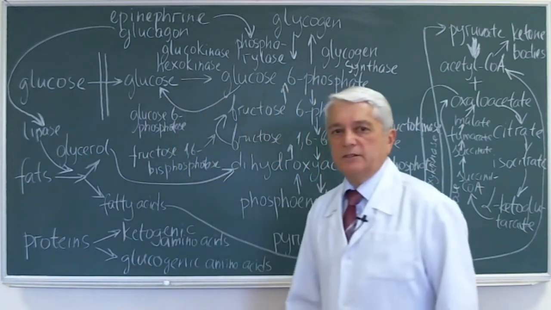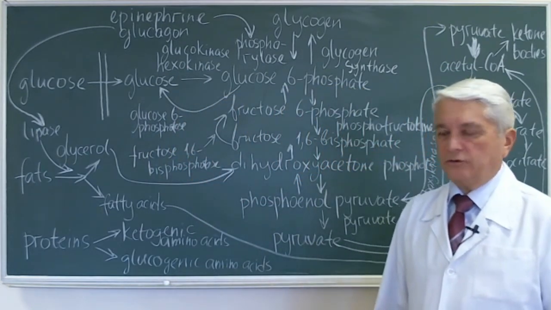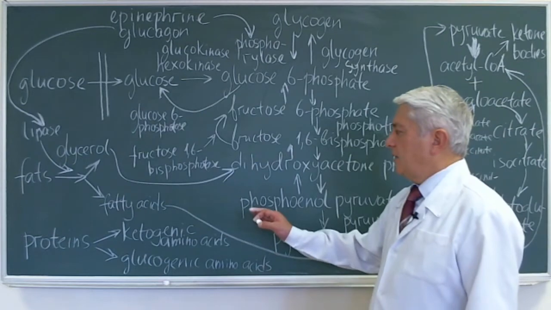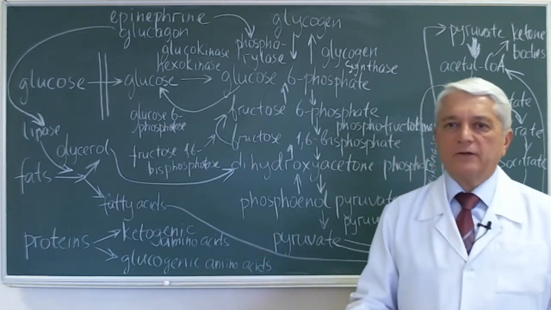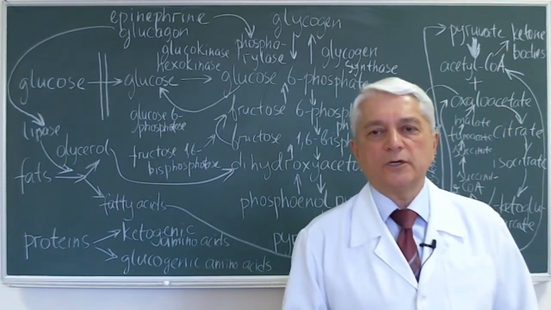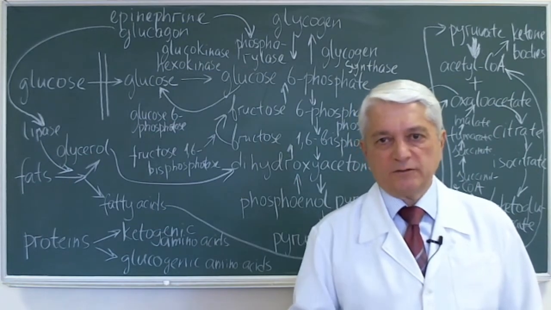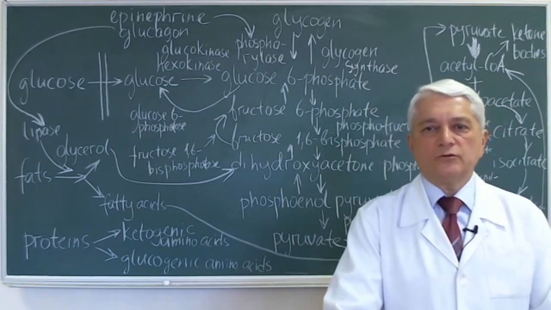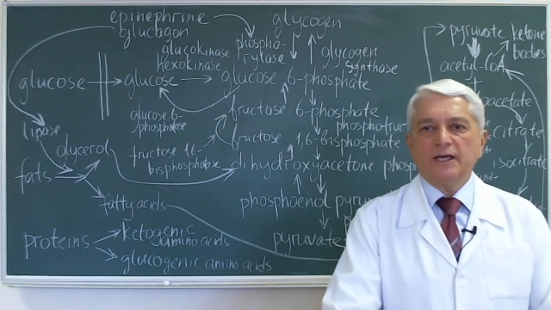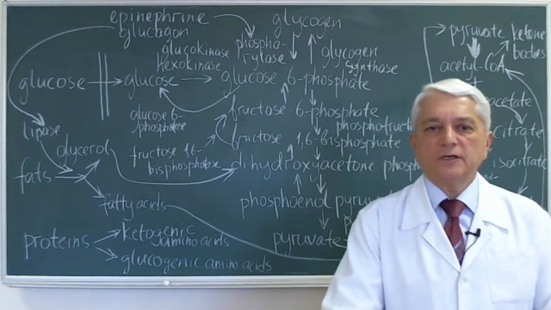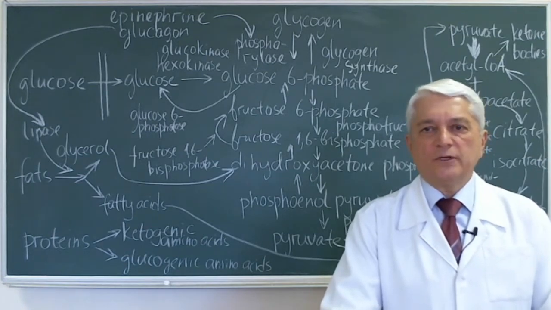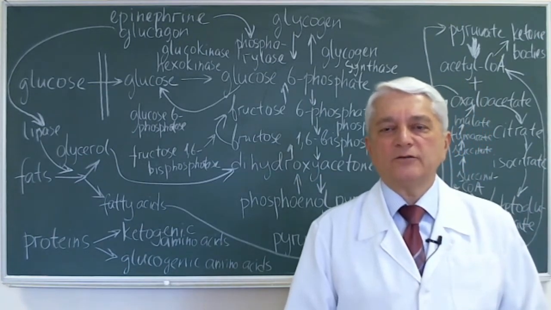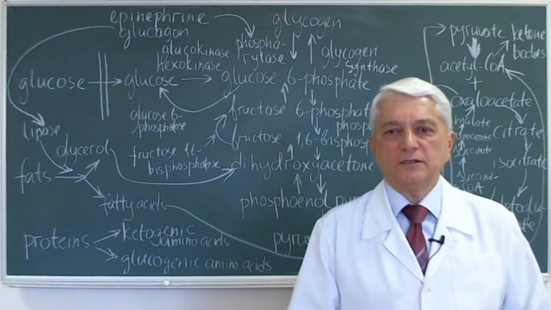Ketogenic amino acids, and glucogenic amino acids. We must immediately say that there are two amino acids, please write it somewhere separately, that can be at the same time ketogenic and glucogenic. This is tyrosine and phenylalanine.